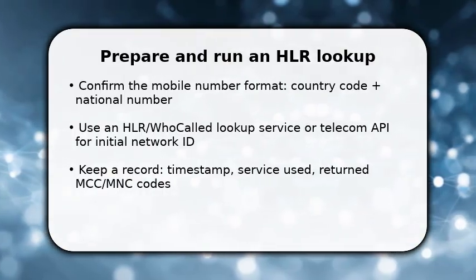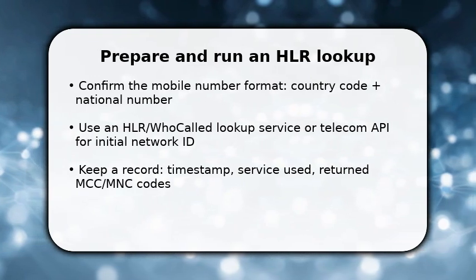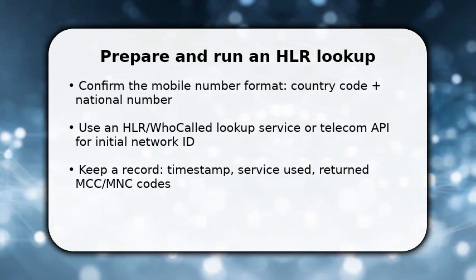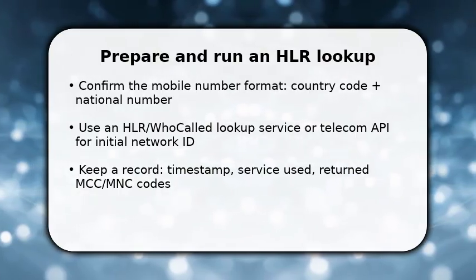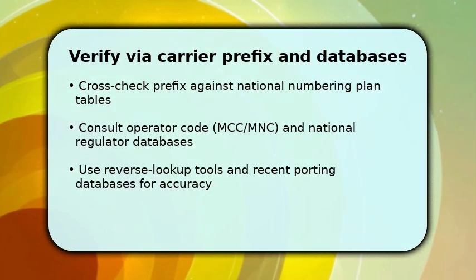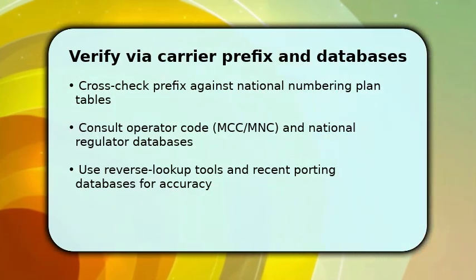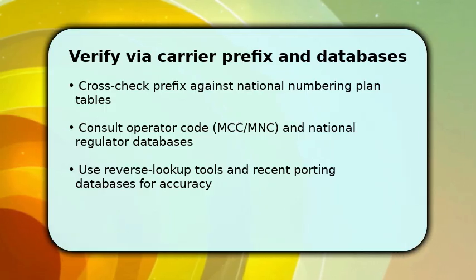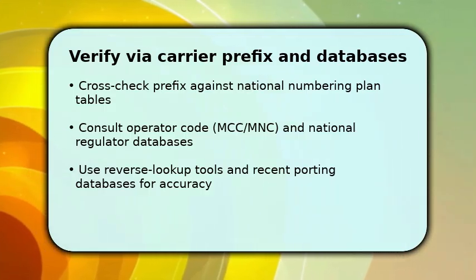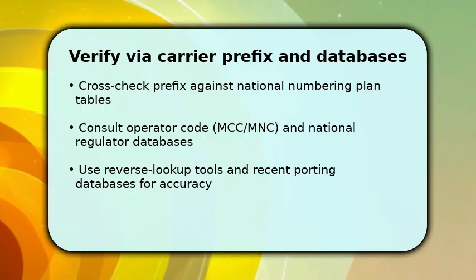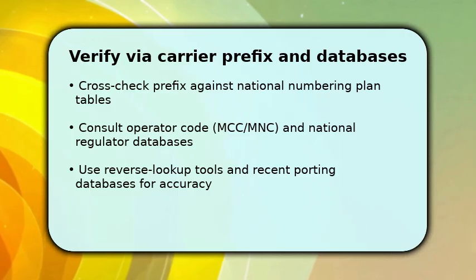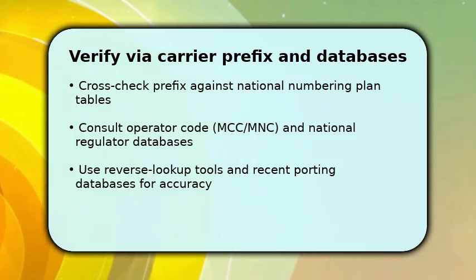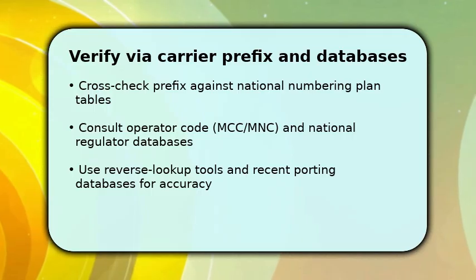This initial lookup gives you the definitive carrier information rather than guessing from prefixes, and it avoids wasting time on outdated assignments. After the HLR result, validate the information by checking the number prefix against official national numbering plans. Prefixes can narrow candidates quickly. Then compare the MCC/MNC returned to regulator or industry operator lists to confirm the operator name and country.